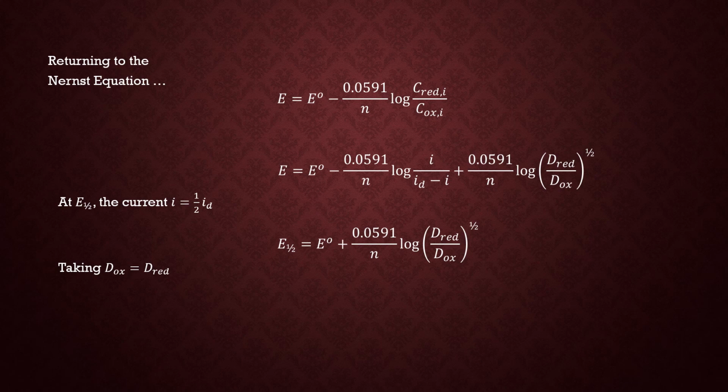The diffusion coefficients should not be significantly different for the reduced versus the oxidized form of the species. So this term should likewise go away, leaving me with the relationship, namely that the so-called half-wave potential, the voltage indicated by the current voltage curve halfway up towards the diffusion limited current, corresponds to the standard state potential of the electroactive species in solution.